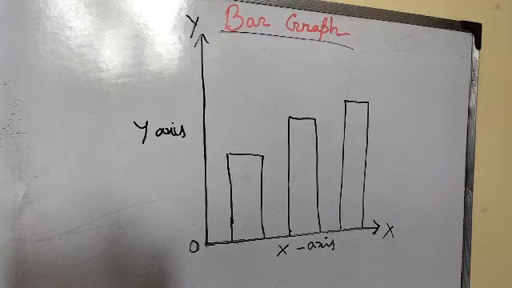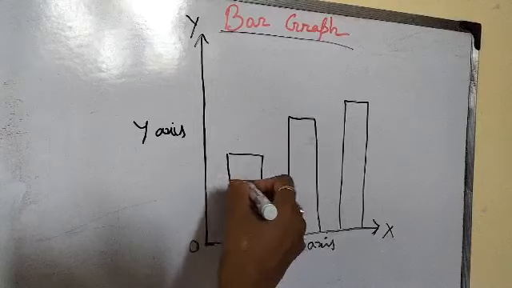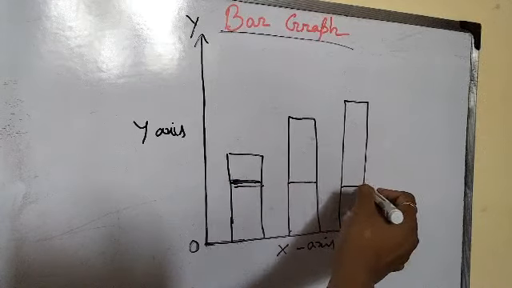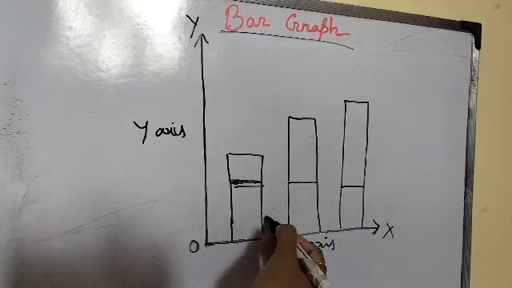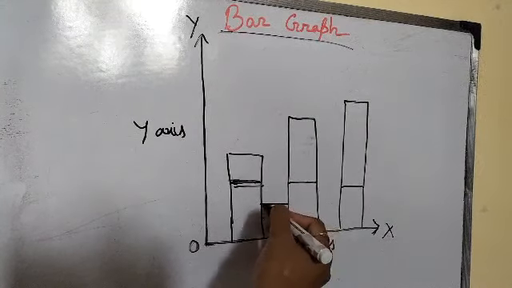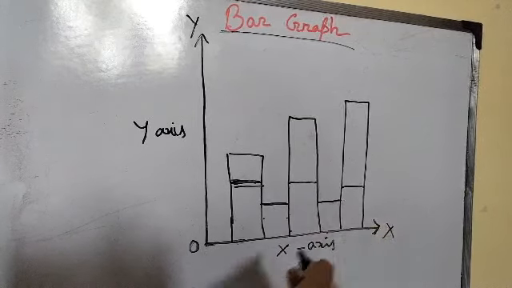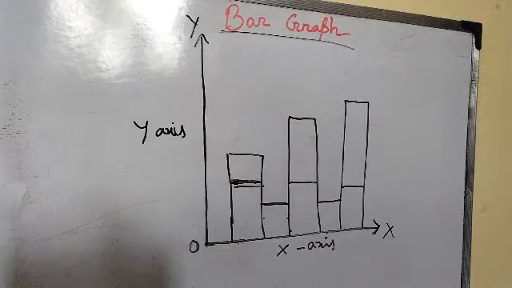Now one thing you have to remember: the width of the bar will be the same. Each bar's width will be the same. And the distance between one bar and another bar, from here to here, will also be the same. And the distance from 0 to the first bar will also be the same. So there are some rules we have to follow when we draw bars on the graph paper.